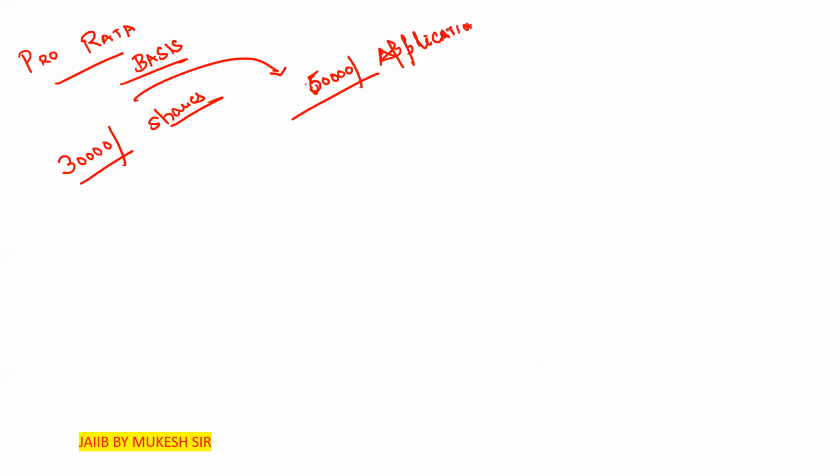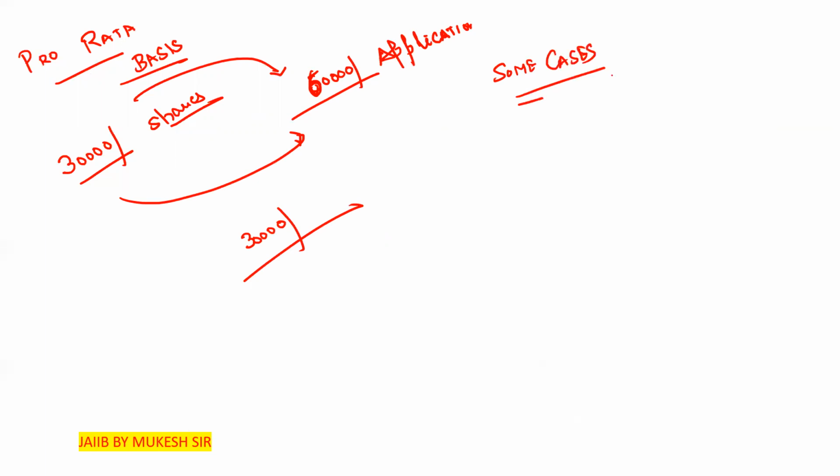So basically, if we are going to receive 60,000 applications for 30,000 shares, then in the end 30,000 applications are going to be rejected. While rejecting the applications, there are some cases that are going to arise.